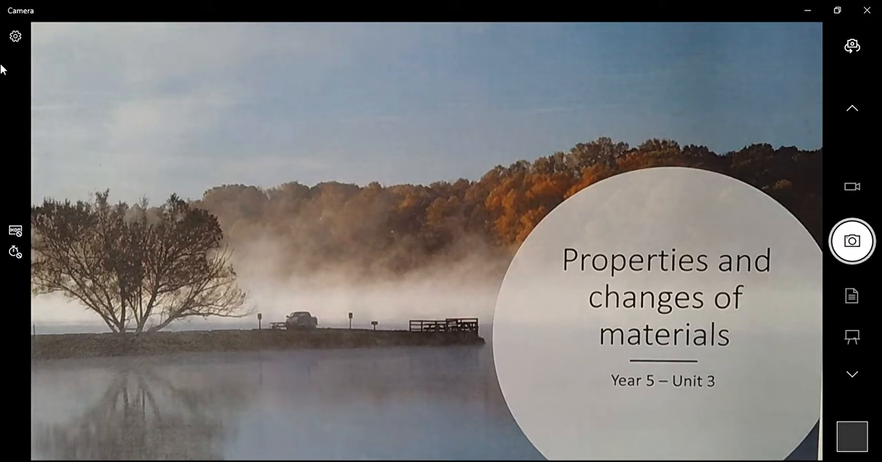This is week 2 of our unit on properties and change of materials, and we're going to be conducting another experiment today, which I hope you'll all be able to join in on and post some wonderful pictures and videos on Seesaw later on. Right, so let's get started straight away.